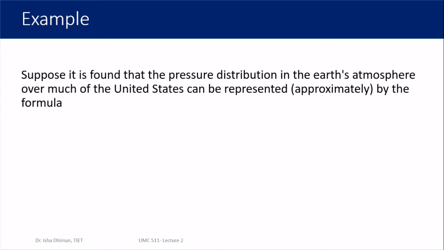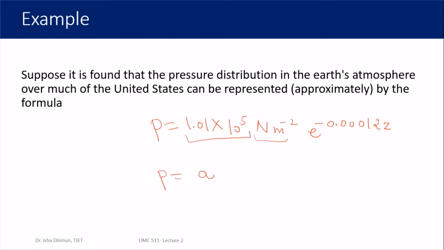Okay, so we are left with one more example. Sorry, let me take one more example. Suppose it is found that the pressure distribution in Earth's atmosphere over the United States can be represented by this formula. Say they have given you this formula, into e raised to power. So the correct way of representing it will be a, because this is just a constant, this is a unit of it.